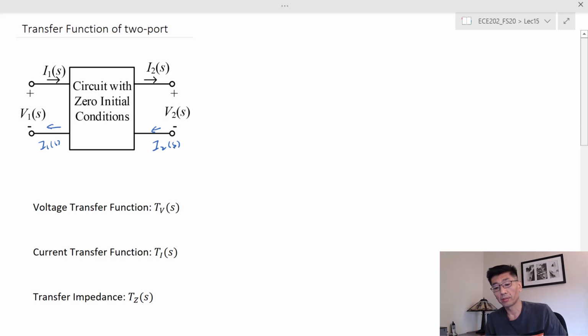Okay, so that's how we can tell whether it is a two-port network or not. If you have four nodes or two pairs of nodes that do not meet this constraint, in that case, that's not a two-port network.